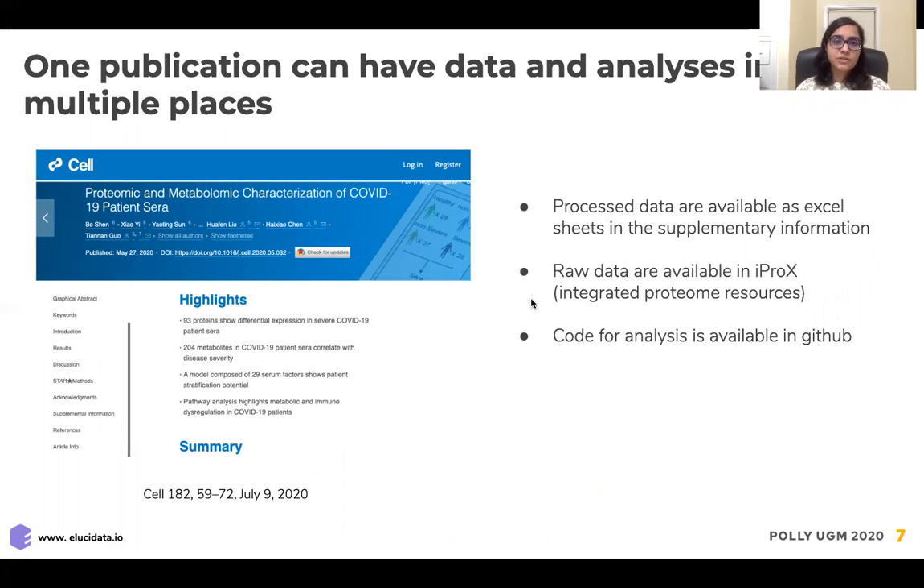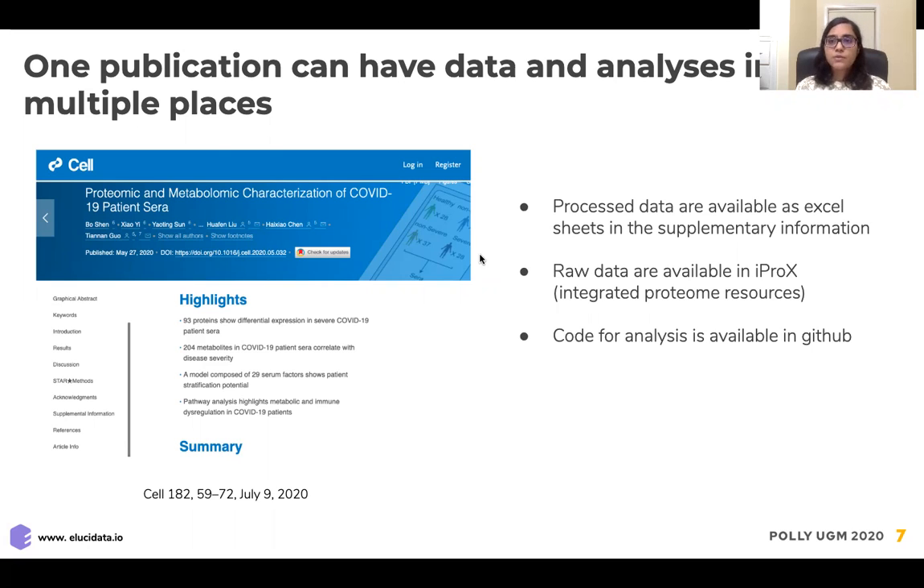This was a publication that recently came out in Cell in July 2020. This is one of the data sets that we are going to talk about later in the demo. In this data set, proteomics and metabolomics data sets were collected in blood serum of patients with COVID-19. The processed proteomics and metabolomics data are available as Excel sheets in the supplementary information of the paper. Raw data from the paper are available in a public data repository for proteomics data, integrated proteome resources, and code for analysis is available in GitHub.